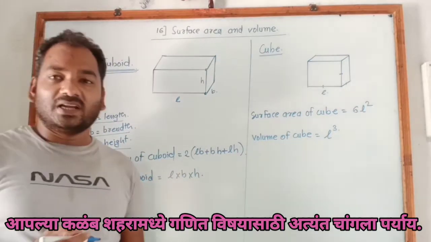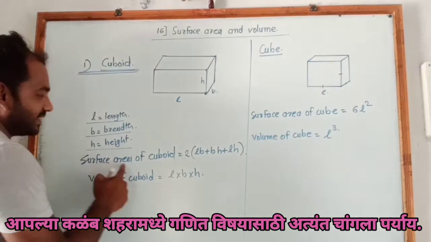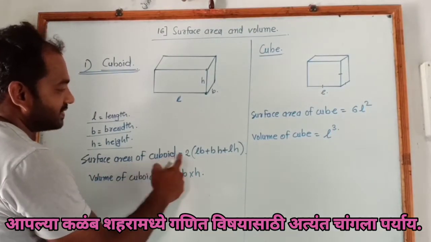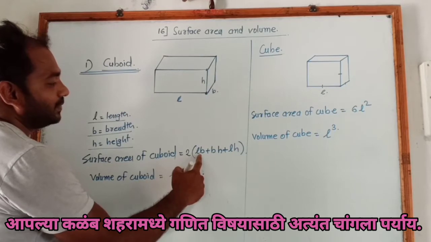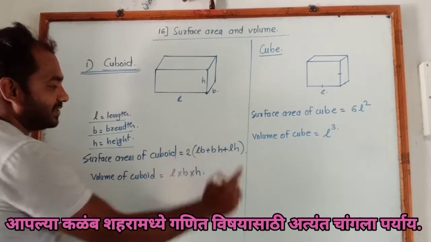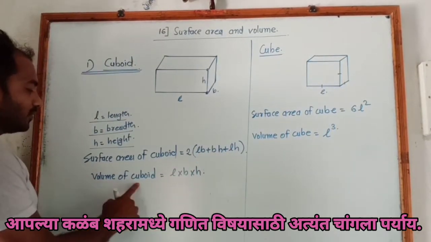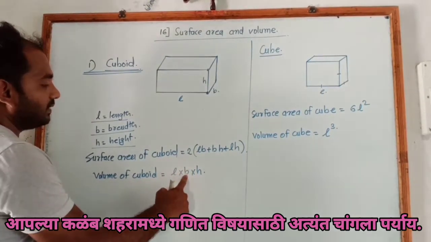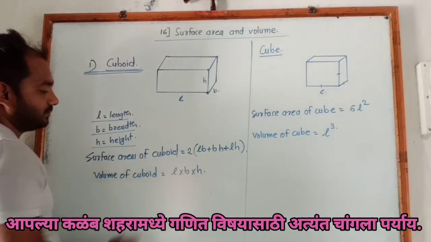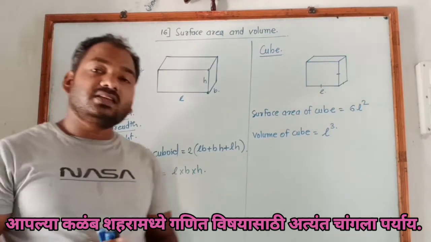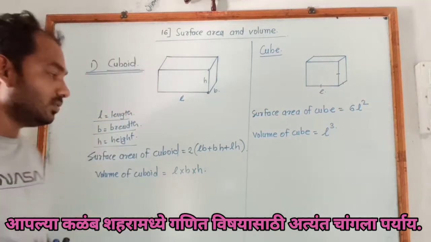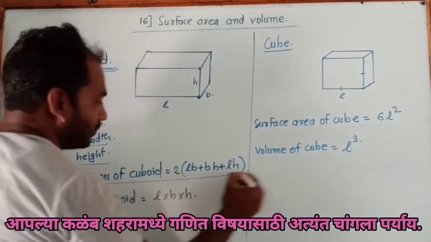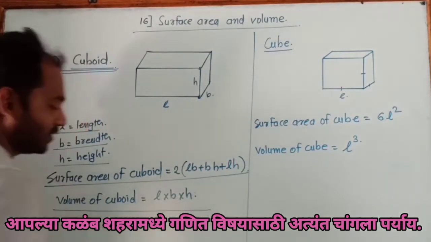The very first formula, surface area of cuboid, is 2 into bracket LB plus BH plus LH, and volume of cuboid is L into B into H. These two important formulae we first have to remember: surface area of cuboid and volume of cuboid.